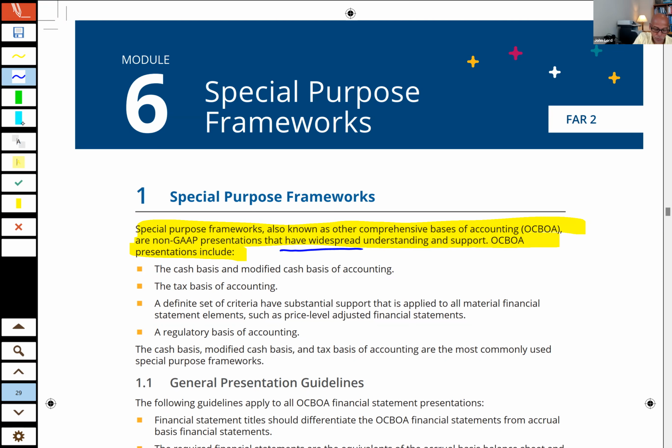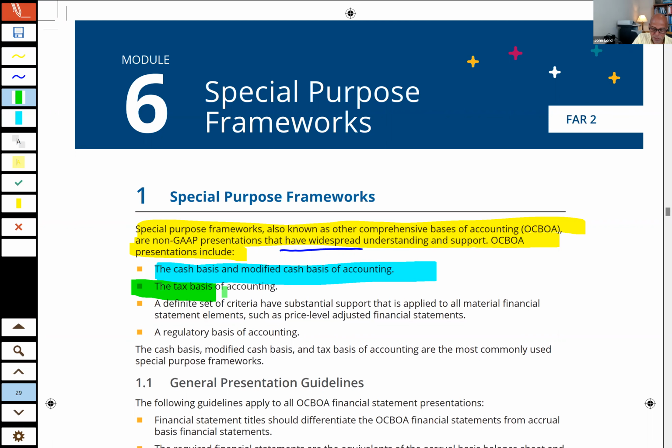You'd have to use accrual statements, although you'll see in the auditing course when you take that you could give an opinion on, say, a cash basis. But there are other bases for preparing financial statements that make sense. For example, as I've mentioned, the cash basis or something called the modified cash basis.